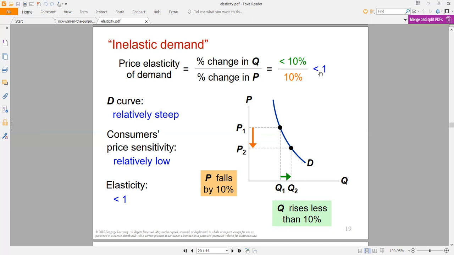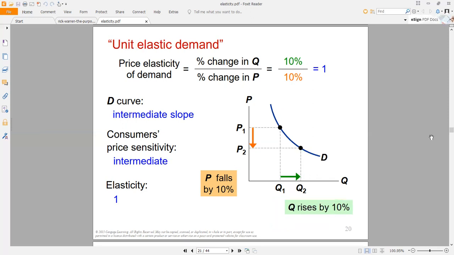So your answer will be less than 1. Whenever you calculate price elasticity and your answer is less than 1, maybe 0 point something, it means the good has inelastic demand. The demand curve is relatively steep, and consumers' price sensitivity is relatively low. Though we have some level of sensitivity, it is low. Numerically, the coefficient is less than 1. So that is inelastic demand.